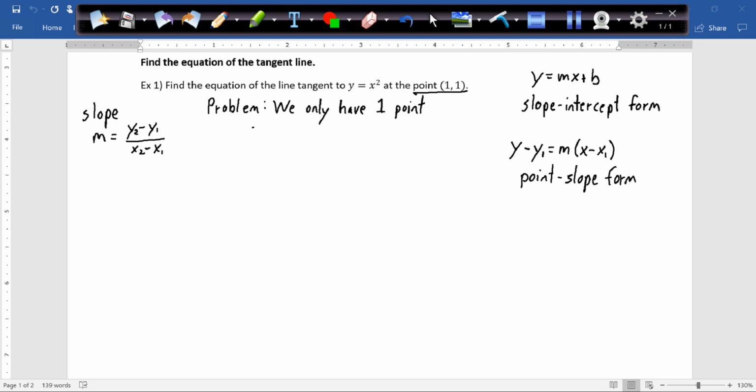So how am I going to use the slope formula if I only have 1 point? Should I guess? Should I just pick another point on y equals x squared? What should I do?